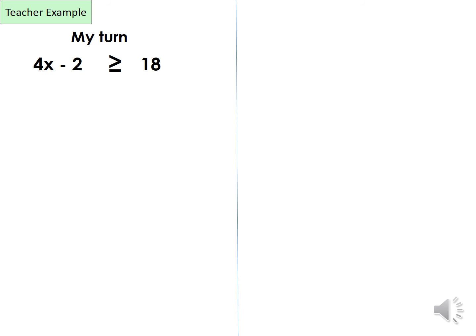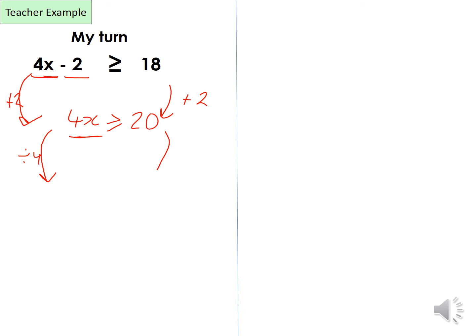Now this one is very similar to the last one. However, we now have a negative in there. So I think of a number, I times it by 4, I take away 2. The last thing I said was take away 2. So I'm going to do the inverse and add 2 to both sides, and I get 4x is greater than or equal to 20. Now I think of a number and I times it by 4. The inverse of times by 4 is to divide it by 4 on both sides. Now I'll get x is greater than or equal to 5.